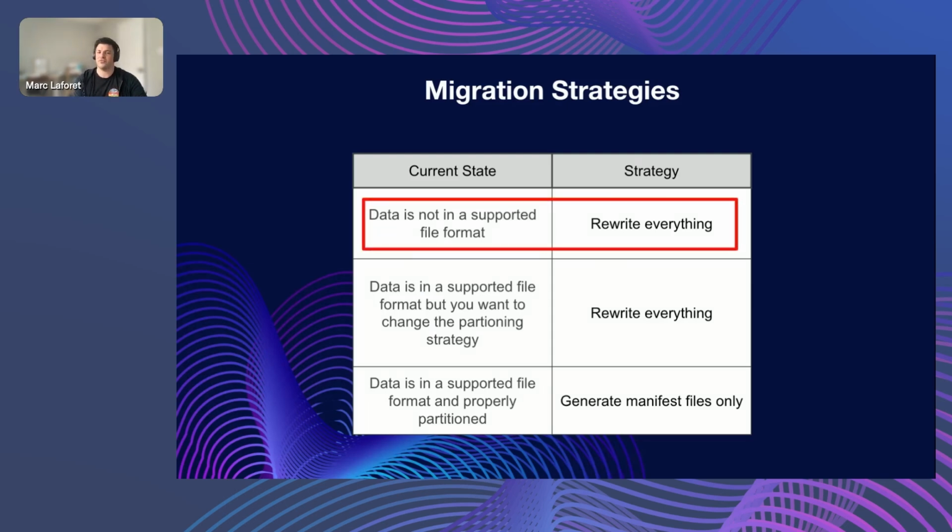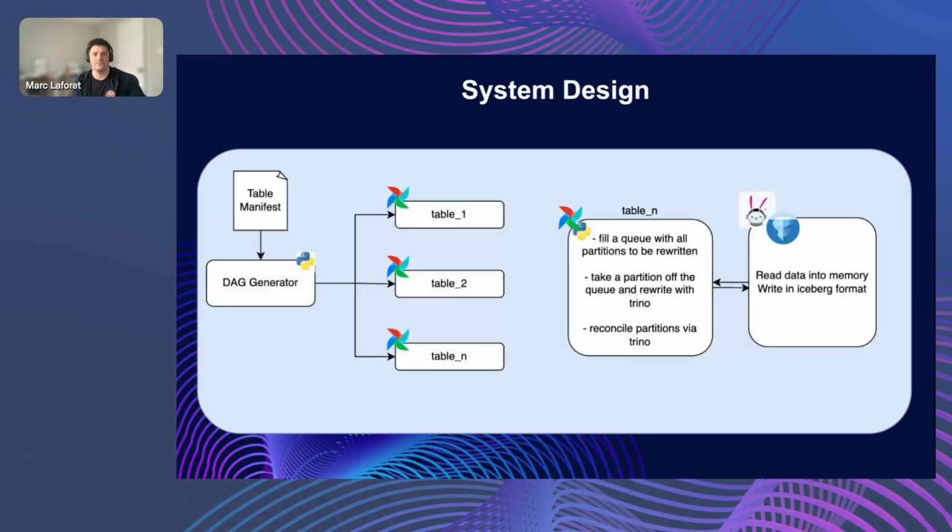So as I previously mentioned, our data format was actually JSON. So this meant that we had to rewrite everything. We came up with a system that would rewrite our data. We decided that we would have a table manifest file. We would chuck that into a DAG generator, which would dynamically generate DAGs based on that table manifest, and you would get one DAG per table.